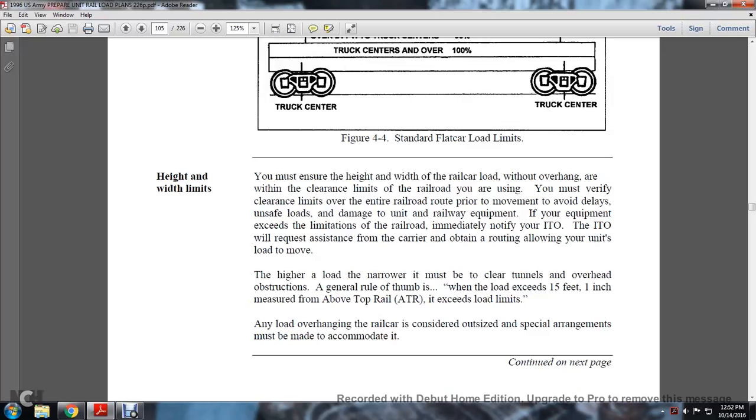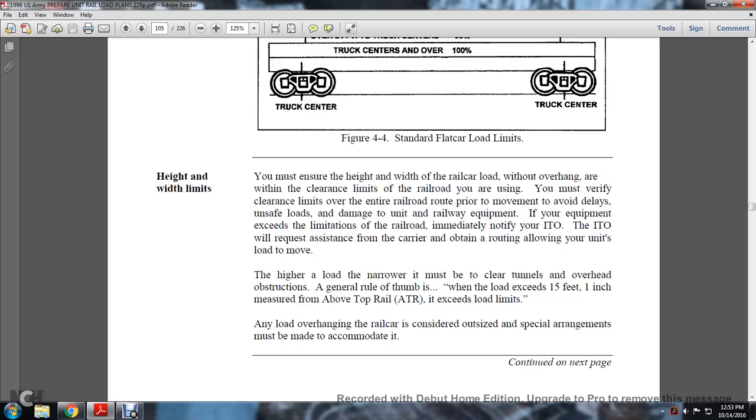Height and width limits. You must ensure the height and width of the railway car load, without overhanging, are within the clearance limits of the railroad you're using. You must verify the clearance limits of the entire railroad route prior to shipping, avoiding delays, unsafe conditions, and damage to the railway equipment. If your equipment exceeds the limitation of the railroad, identify and notify the ITO. The ITO will request an association with the carrier to obtain the routing, allowing your units to move.